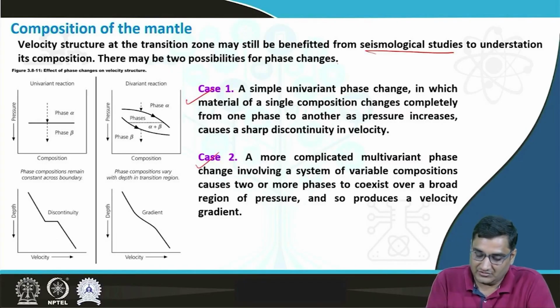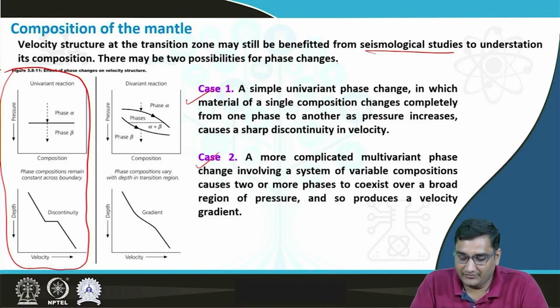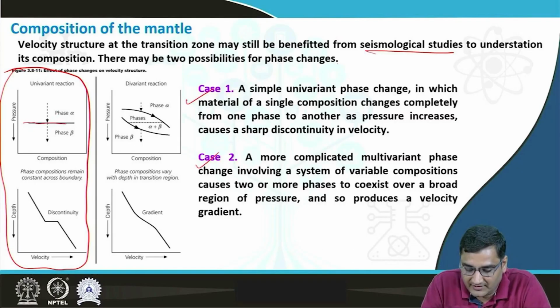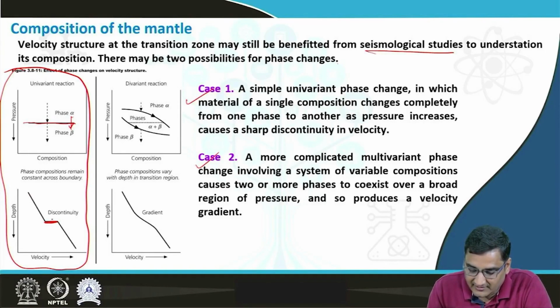phase change. So in this particular section, you are seeing the simple univariant phase change in which the material of a single composition completely changes from one phase to another. So this is where the phase is changing from alpha to beta here, and this phase change is happening due to the pressure increase, and that basically forms a very sharp discontinuity here. So this is not a gradual change, it is a sharp change in the discontinuity, or you can say the sharp change in the velocity.